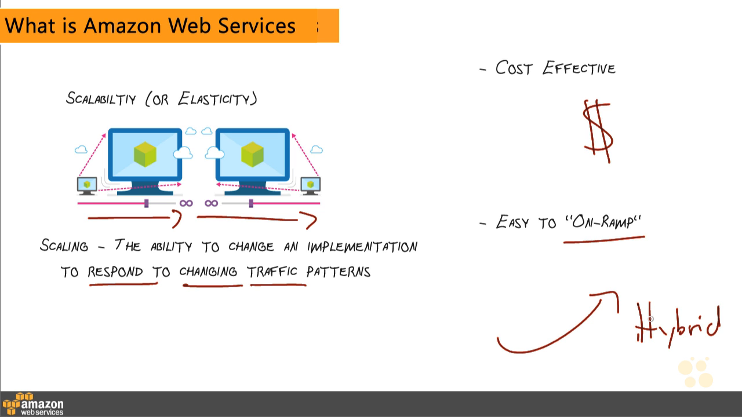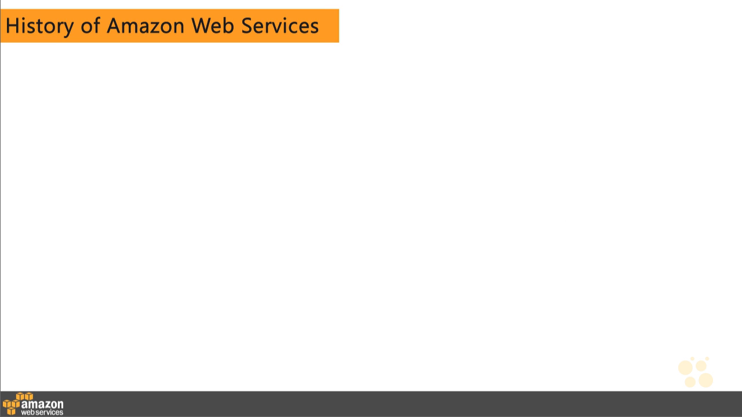So Amazon Web Services is a public cloud provider. It's a gigantic pool of configurable resources that you can easily scale up and scale down to use at a reasonable cost without paying the fixed overhead. Now, I called this nugget the history of Amazon Web Services, so why don't we talk a little bit about the history of Amazon Web Services?